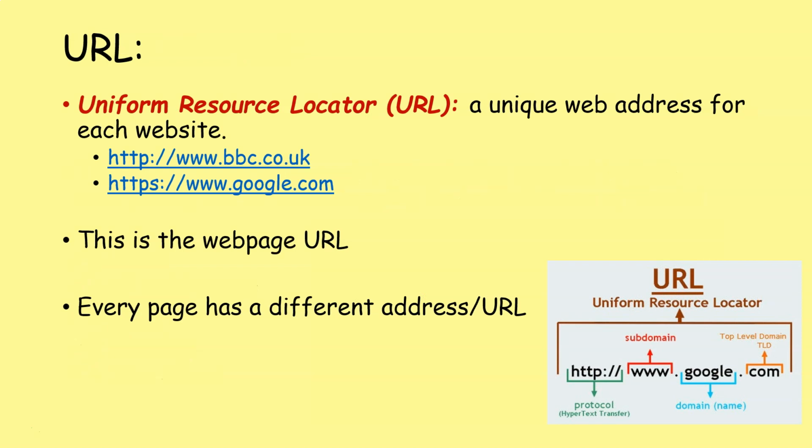URL stands for Uniform Resource Locator, and this is the unique web address for each website. Commonly, we just call it an address or a web address. So we've got a couple of examples here, bbc.co.uk or google.com, and these are both examples of URLs. Of course, each page on the internet has a different address, a different URL. You don't really need to know too much about how URLs are actually made up, just as long as you know roughly what they are.